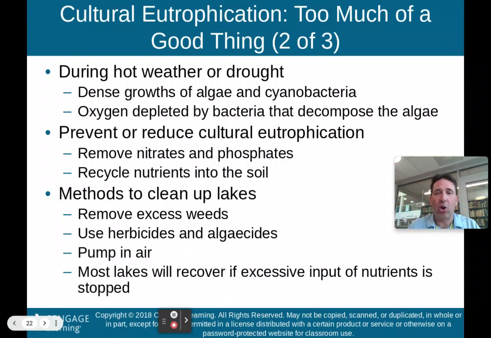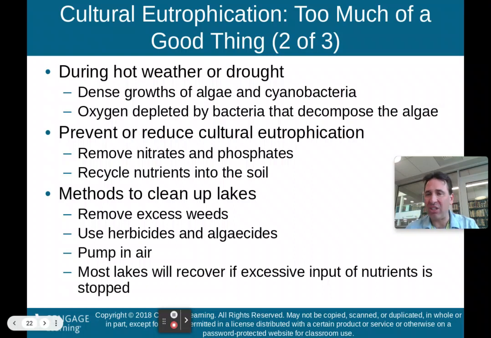Prevent or reduce cultural eutrophication, all right? So what do we need to do? Remove nitrates and phosphates from our fertilizers and recycle nutrients into the soil instead of letting them sit on top and then run off into lakes, rivers, and reservoirs.